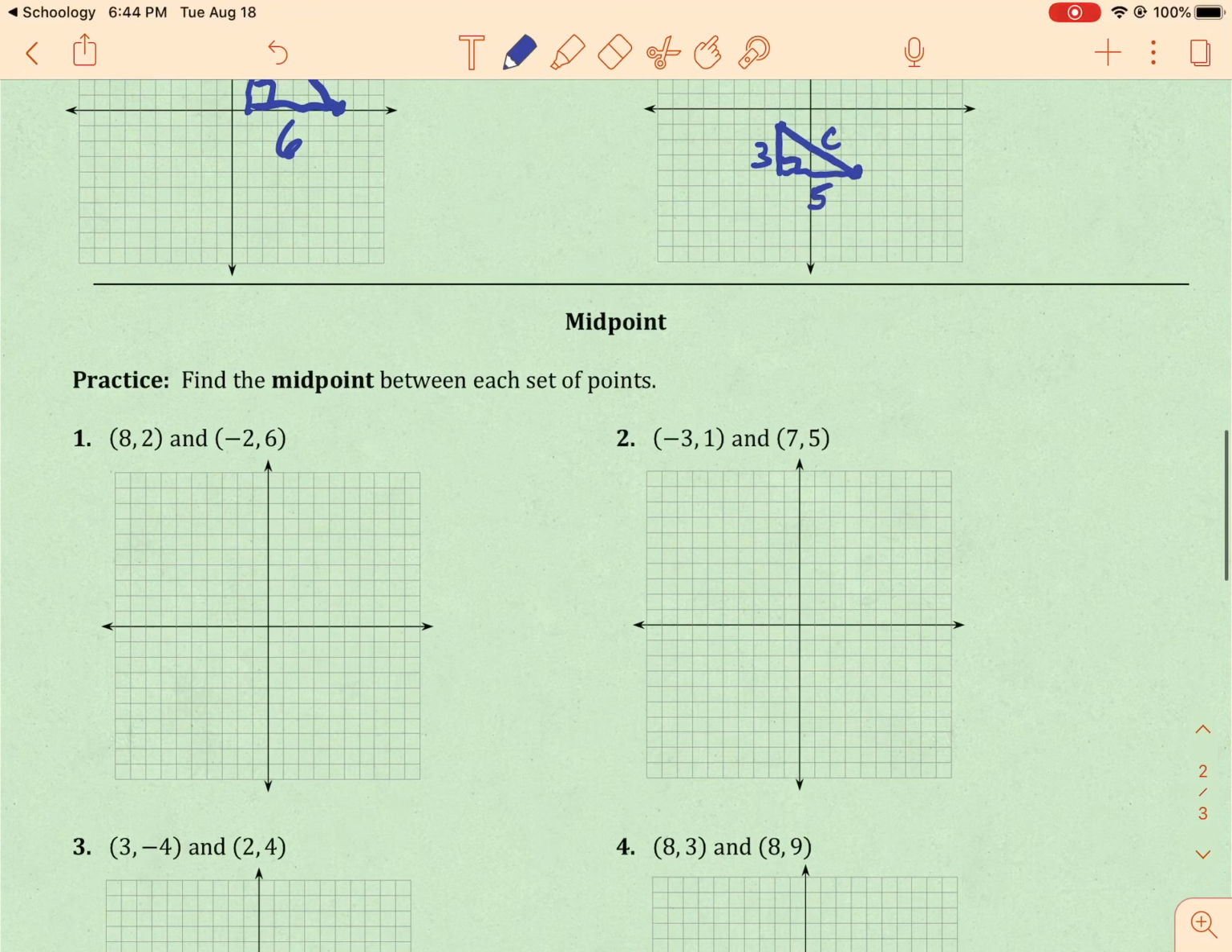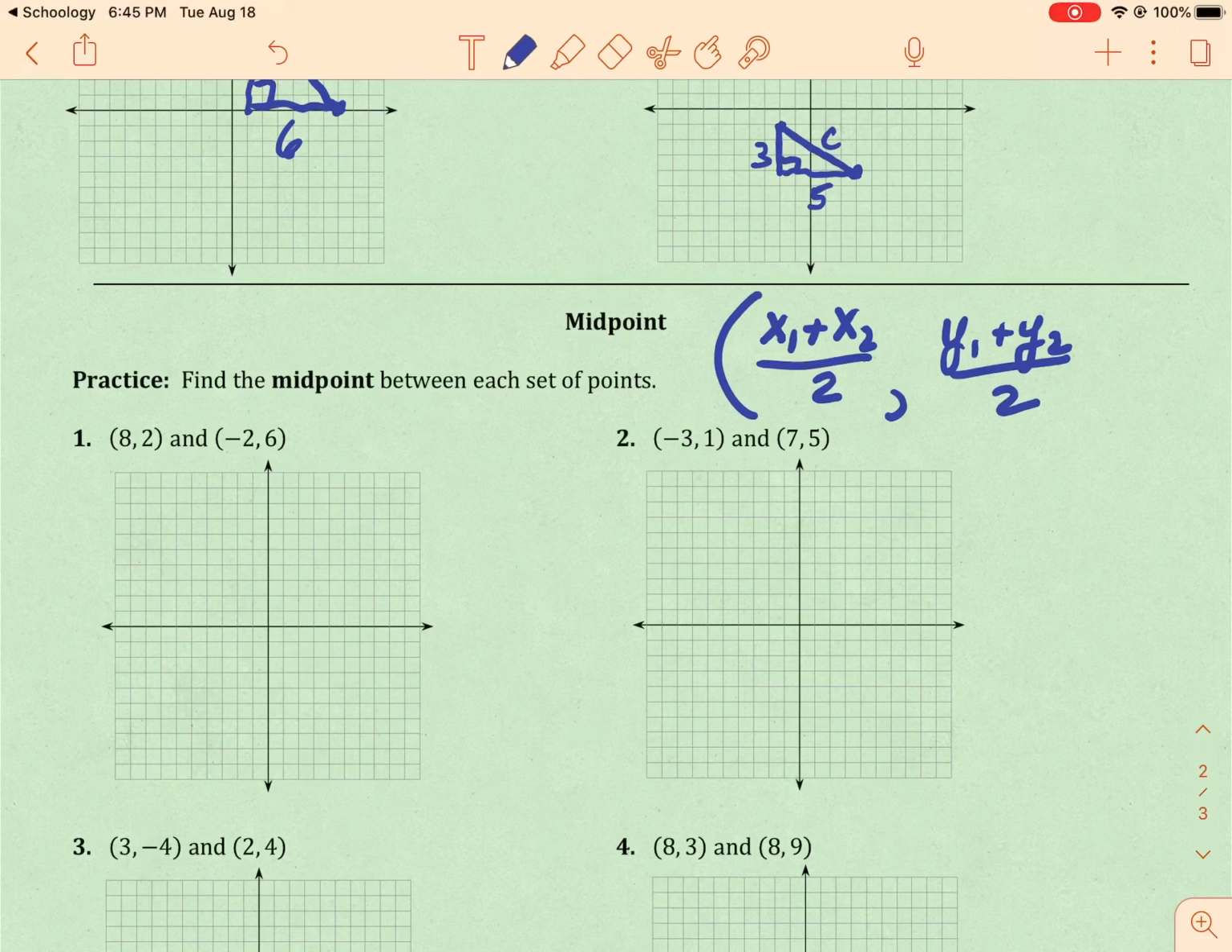How about midpoint? Do you remember the midpoint formula? It's x1 plus x2 divided by 2, and then y1 plus y2 over 2. So it's an ordered pair. And think about what midpoint does. It cuts something directly in half. It's right in the middle. So you're adding the two things together and dividing by 2 because you're finding the average directly in the middle of those 2 points or 2 scores, if you think about it that way.